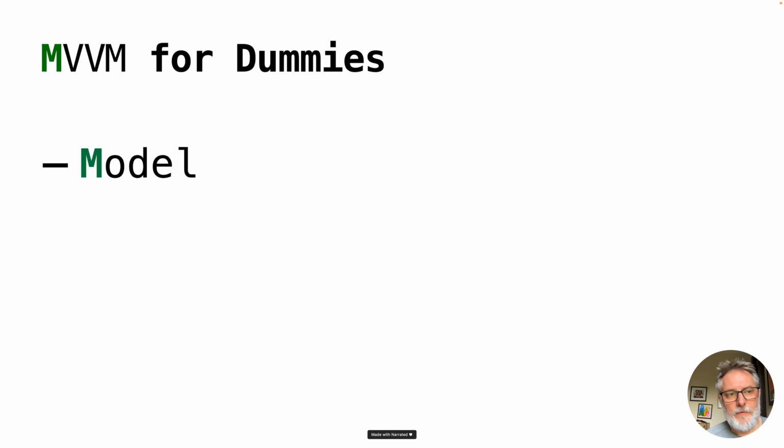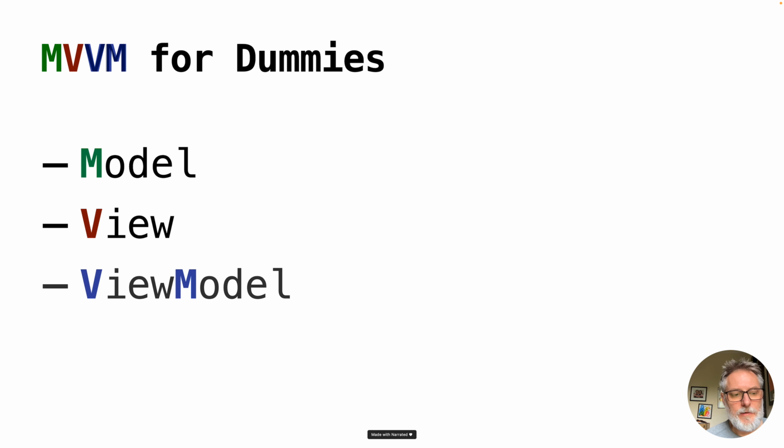So, first of all, what does MVVM stand for? M, model. V, view. And then the really weird one, view model. We're going to explain each of these in turn so that we can understand how they interact together. These three classes or structs or whatever data structures, depending on your language, work in concert to present a user interface, essentially.